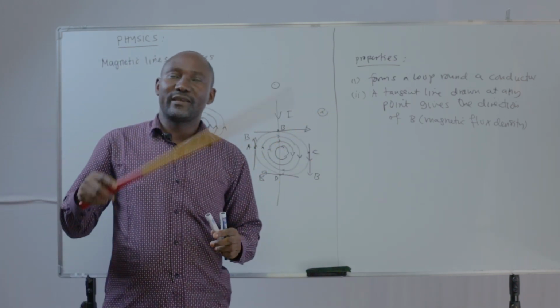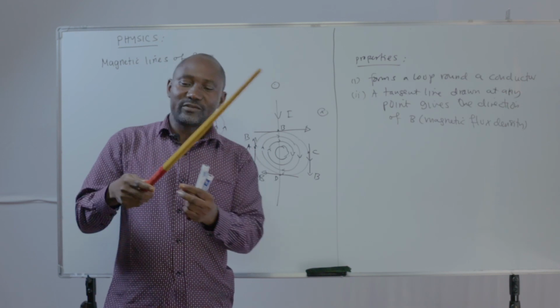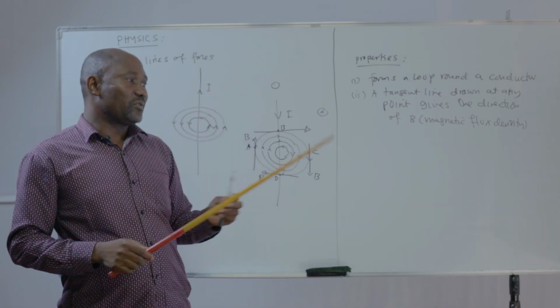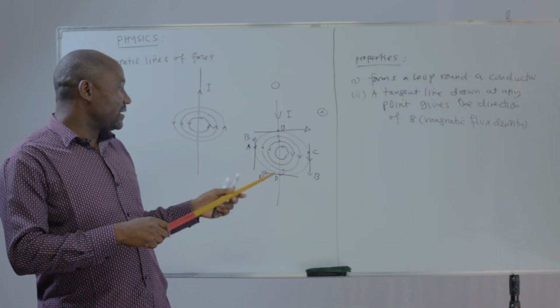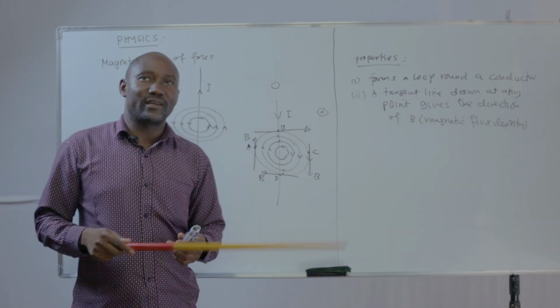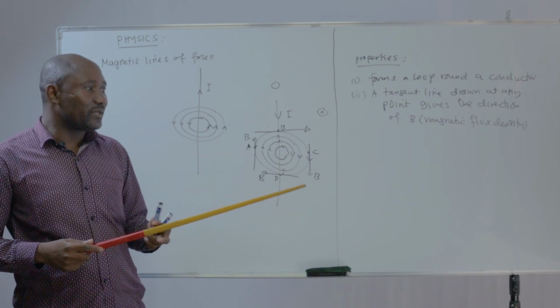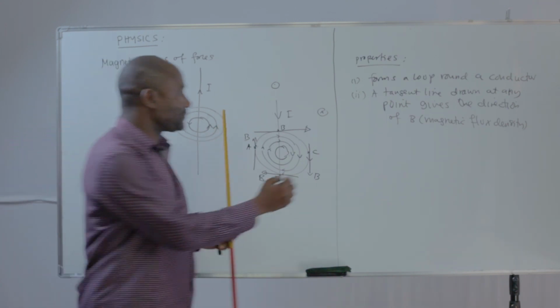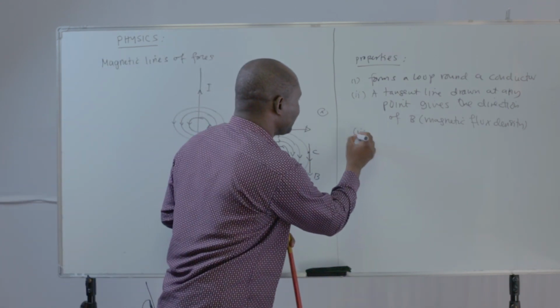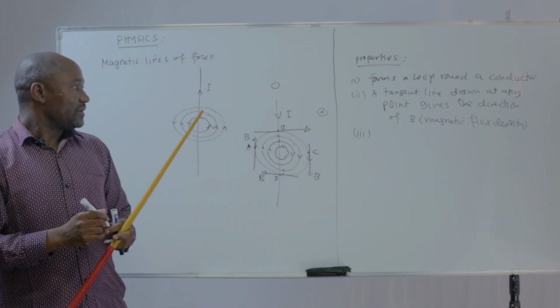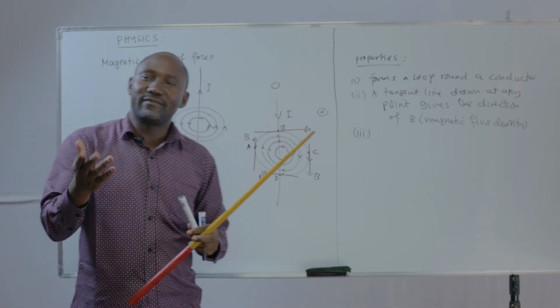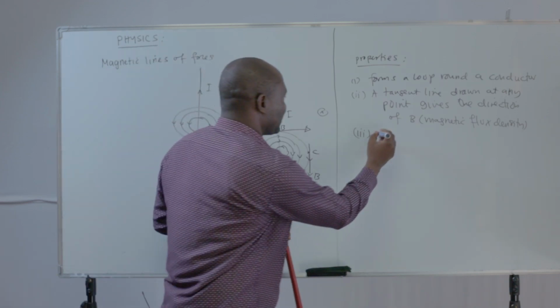So if you want to know the direction of the magnetic field within a conductor, that's easy if you know the way the magnetic line of forces are forming on a conductor. That's property number two. Number three, the line of forces never cross each other.